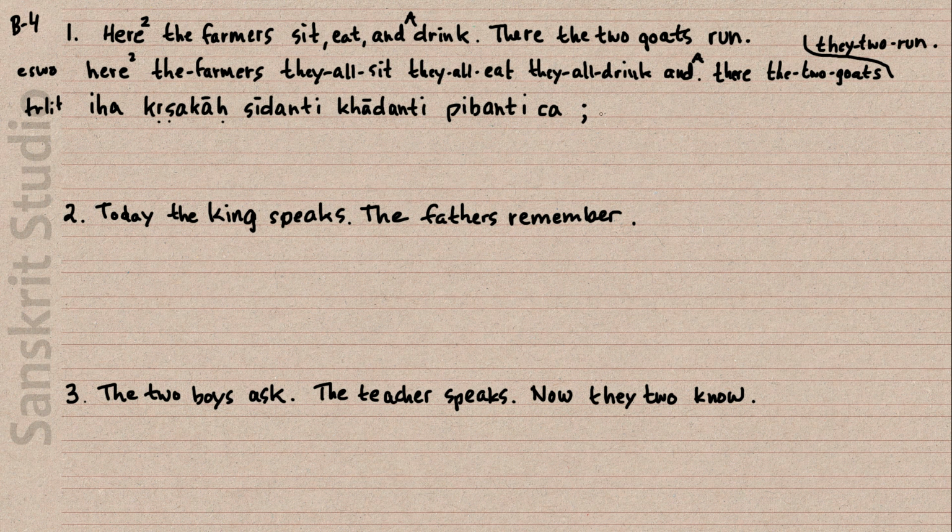End of sentence. And there, tatra, the two goats, we have one goat is chagaha, but two are chagau. So the two goats there, they too run. So we have dhavati, running, he runs, but now we have two, dhavataha instead.